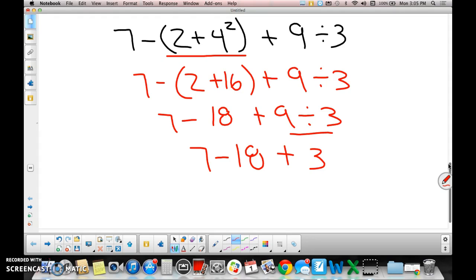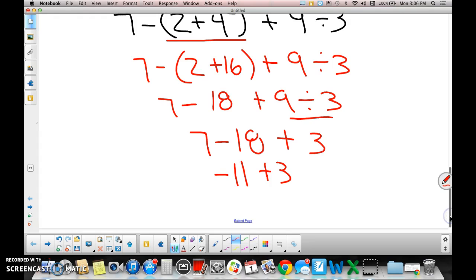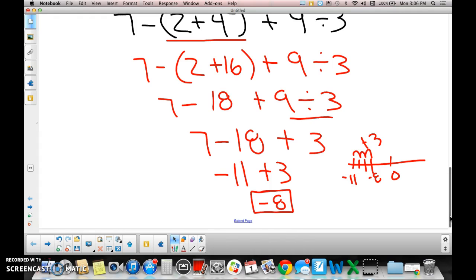7 minus 18. We're at negative 11. This is where a lot of us got in trouble earlier on in the year with dealing with negatives. So 7 minus 18 is negative 11 plus 3. Negative 11 plus 3. If you draw your number line, here's 0. Here's negative 11. We're going to add 3, so we're going to go negative 10, negative 9, negative 8. So that's 1, 2, 3 this way. Your answer is negative 8. Please show every single step just like I did, and good luck.